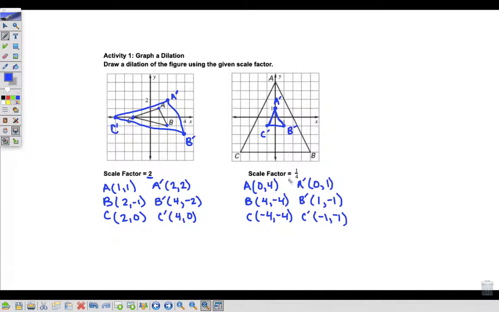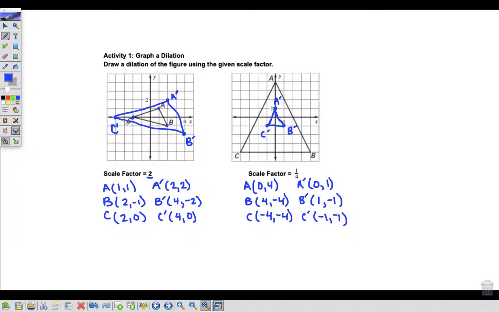Notice that one got smaller. So we call that a reduction because we reduced the size. So one thing you can look at to decide if it makes sense how your shape ended up, or whether it's going to be an enlargement or a reduction, is the scale factor. So think, if I multiply any number by 1, it's going to stay the same. So if my scale factor is 1, I would just end up with the exact same figure.